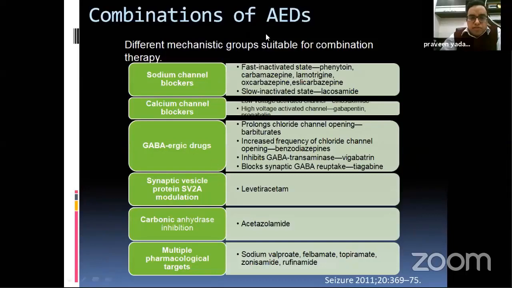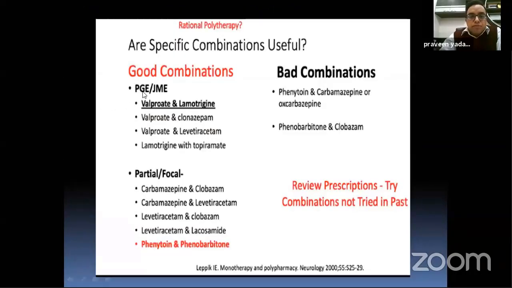So these are the mechanisms of action which I've already mentioned. You should combine different mechanisms of action whenever you are giving medications. And these are the various good combinations you can think of. Valproate and lamotrigine is a good combination because there is synergistic action. Valproate, being an enzyme inhibitor, increases the level of lamotrigine, which may have a synergistic effect. Valproate and clonazepam is a good combination. Valproate and levetiracetam is a good combination. Lamotrigine and topiramate is a good combination. For partial seizures, carbamazepine and clobazam, carbamazepine and levetiracetam, levetiracetam and clobazam, and levetiracetam and lacosamide are good agents. And the age-old combination of phenytoin and phenobarbital is also good for partial seizures.